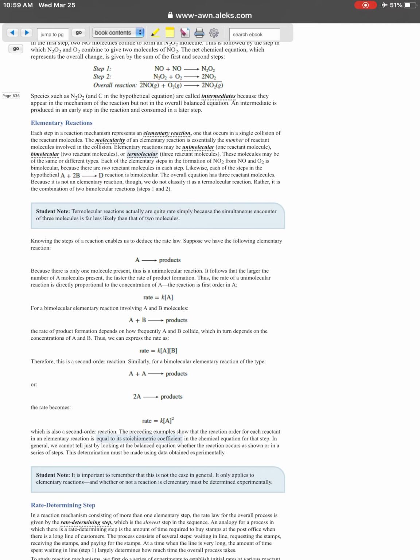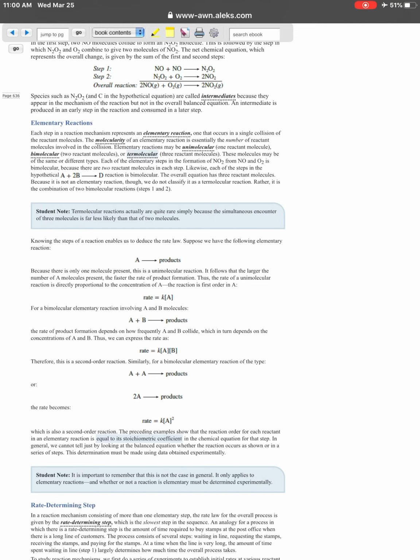Student note, termolecular reactions actually are quite rare, simply because the simultaneous encounter of three molecules is far less likely than that of two molecules. Yes, three molecules colliding at the same time is a rare event. Knowing the steps of a reaction enables us to deduce the rate law.